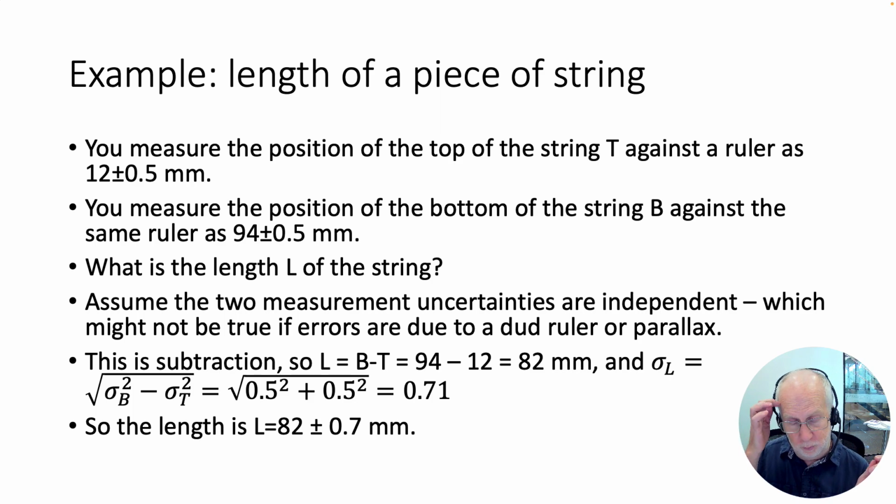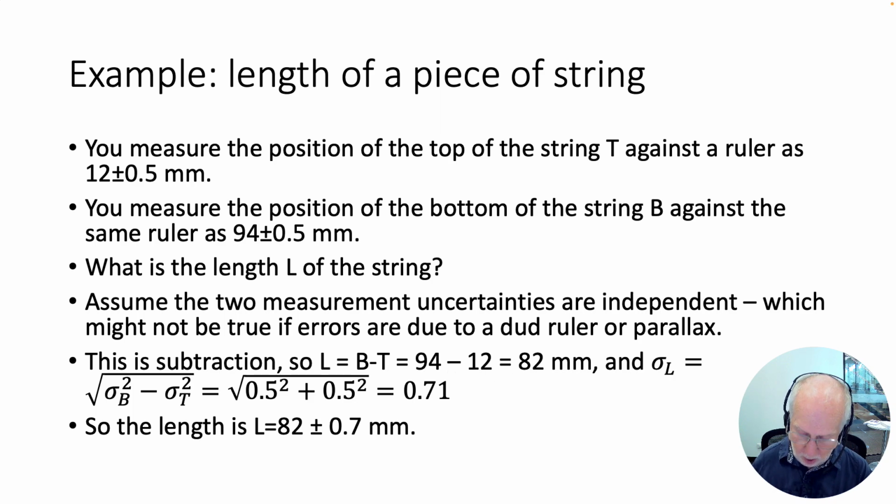Now we're going to assume that you've not got a dud ruler, you're not making the same parallax error on both sides, that you're actually making a good job of measuring it with a good ruler, so the uncertainty in one is independent of the uncertainty of the other. So you've got a half a millimeter uncertainty, half the smallest measuring interval at both sides. So the length is subtraction, it's just the bottom minus the top, which is 94 minus 12, 82 millimeters long.